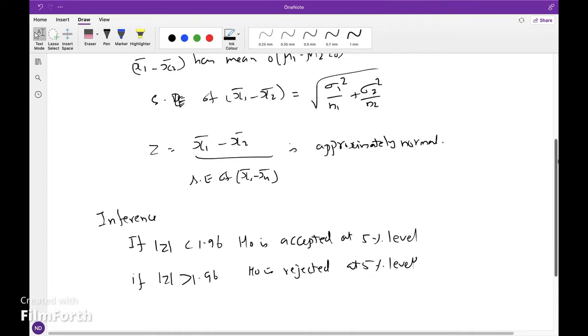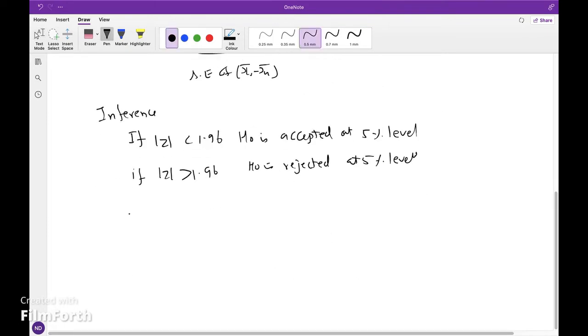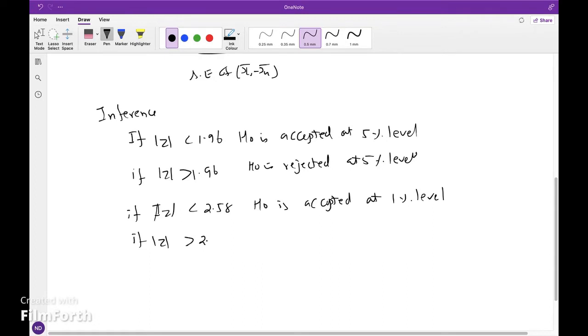If modulus of z is less than 2.58, H0 is accepted at 1% level. If modulus of z is greater than 2.58, H0 is rejected at 1% level.